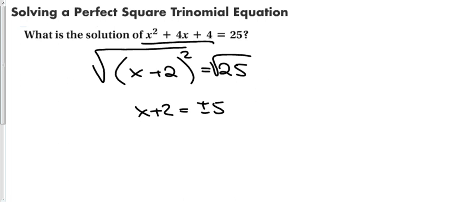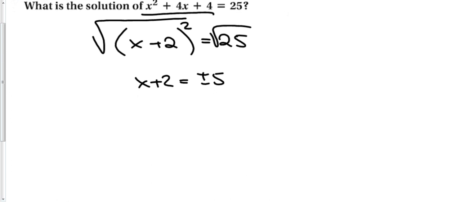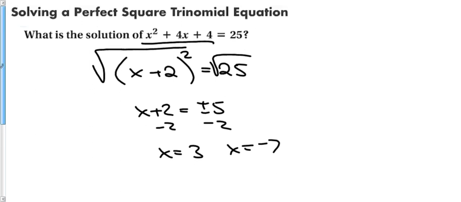You still have to include both the plus and the minus. Subtracting 2 from both sides gives me 2 answers. Positive 5 minus 2 is 3, and negative 5 minus 2 is negative 7. Still going to get 2 answers. And don't forget what these answers mean. These answers mean that the graph of the quadratic is going to equal 0 at 3 and -7, where it crosses the x-axis.